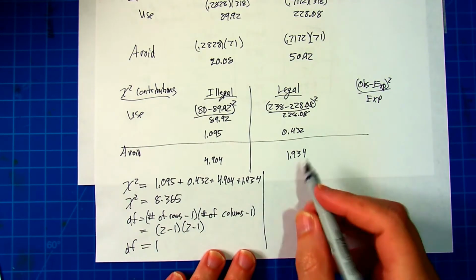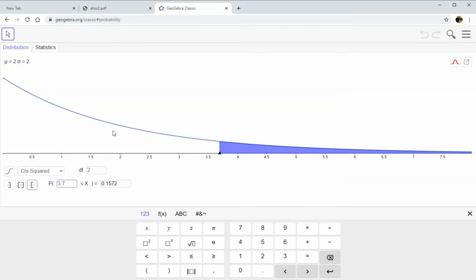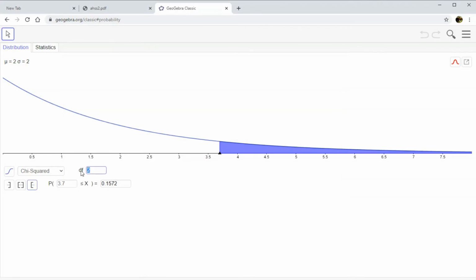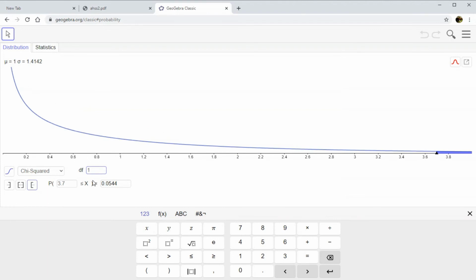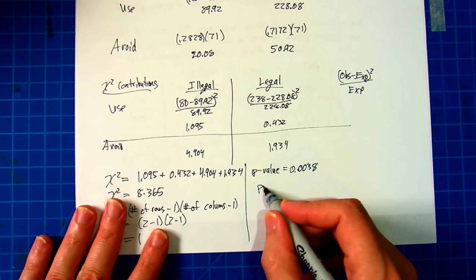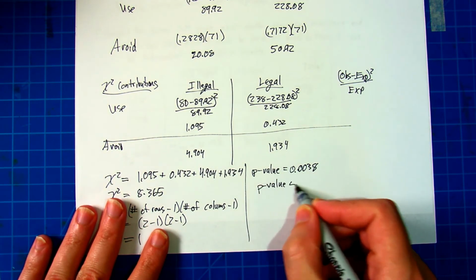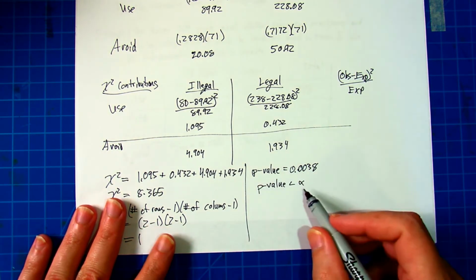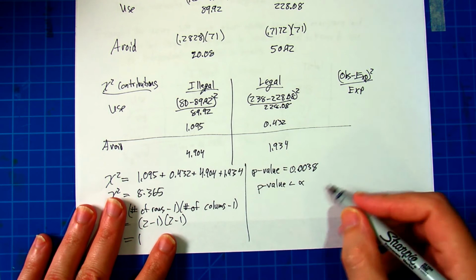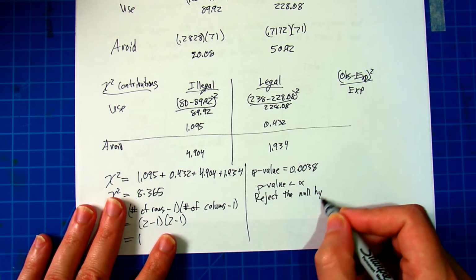To get the p-value, we'll go into GeoGebra again. In GeoGebra, we have the chi-squared distribution again. Degrees of freedom is now 1, and our test statistic, 8.365. We get a p-value of 0.0038, quite a small p-value indeed. This p-value is less than alpha, assuming 0.05 again, so that leads us to reject the null hypothesis.